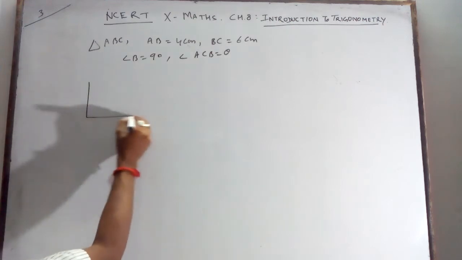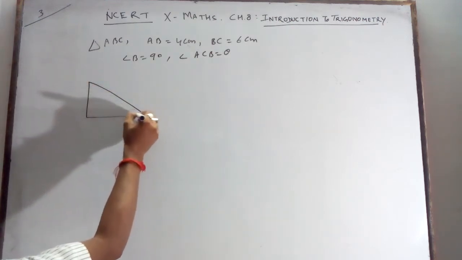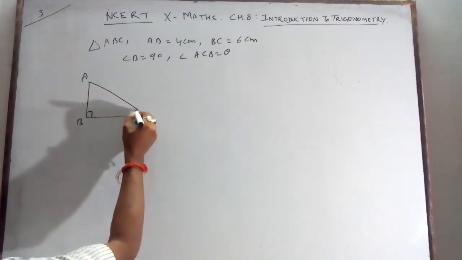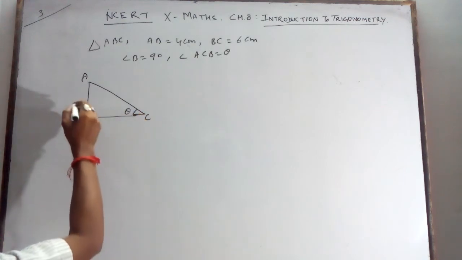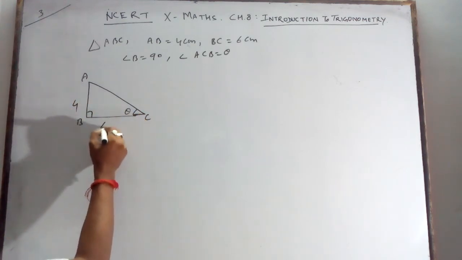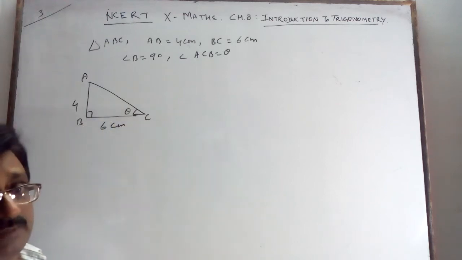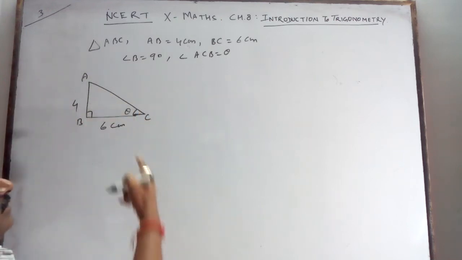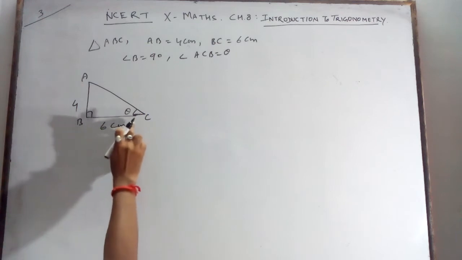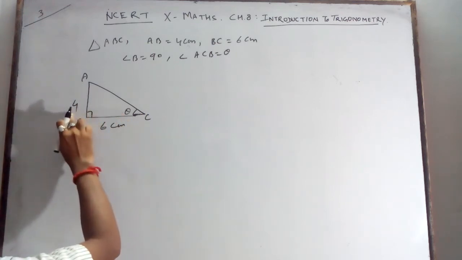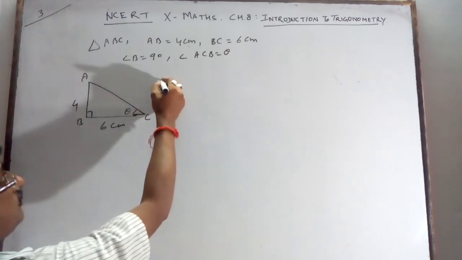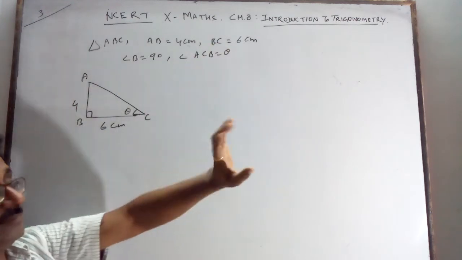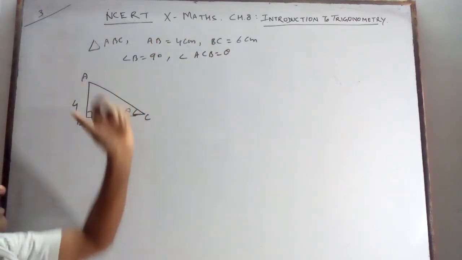First of all, you will draw a triangle ABC, in which angle B is 90 degree and angle ACB is theta. AB is given 4 centimeter and BC is given 6 centimeter. One side is not given. If it is theta, then you can directly get the opposite side 4 centimeter and 6 for sin theta. But one side is not given. The question says find all the trigonometric ratios, so first of all you find the third side also.